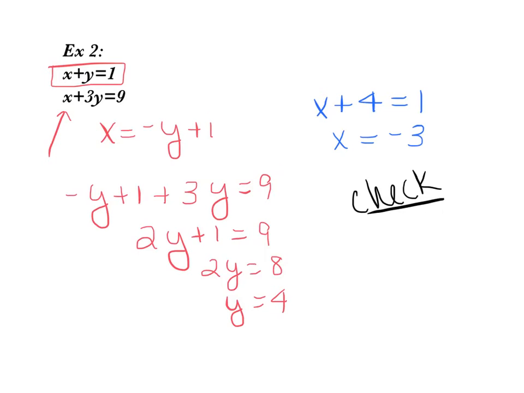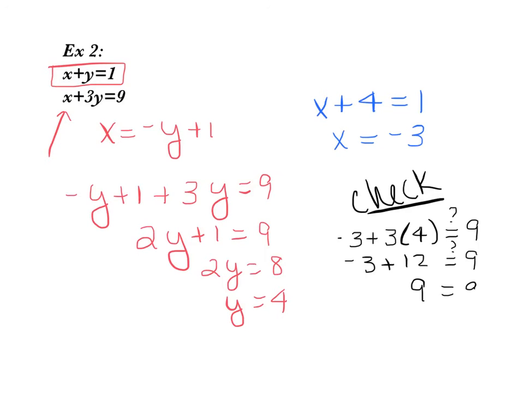So our check done algebraically. Negative 3 plus 3 times 4, does that equal 9? So negative 3 plus 12, still not sure if it equals 9, but yes, 9 is equal to 9. So the coordinate that we would write would be negative 3, 4.